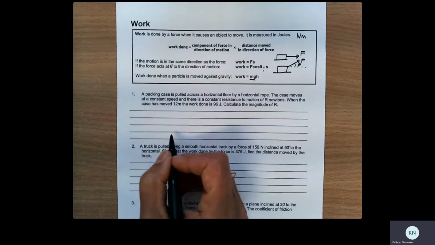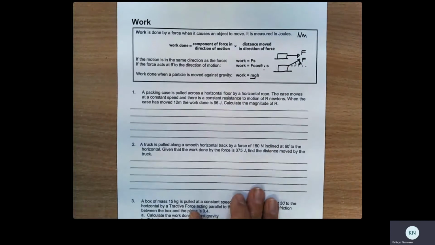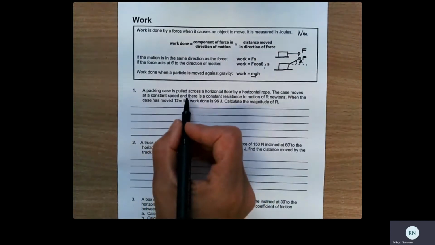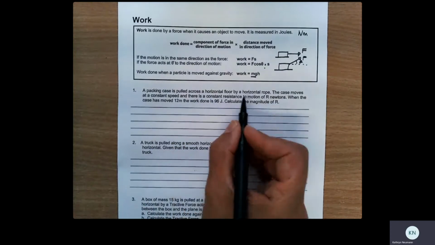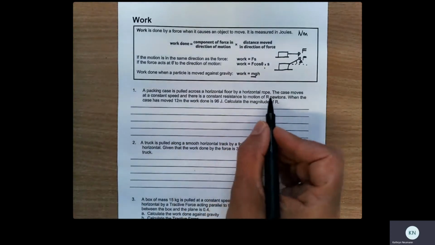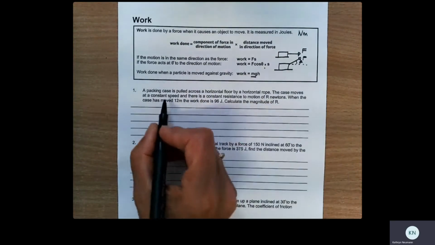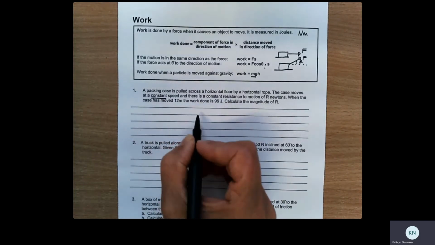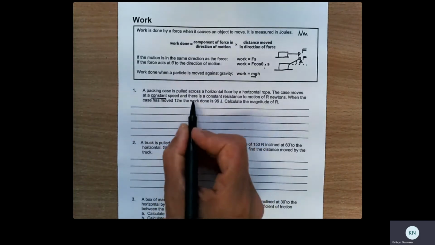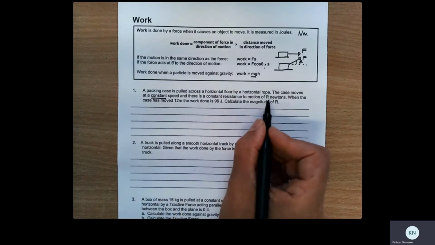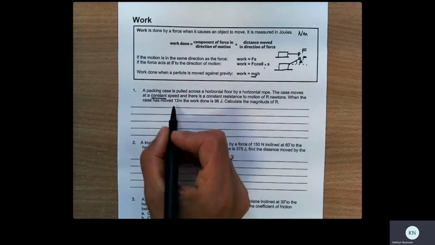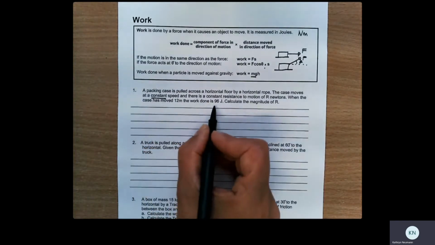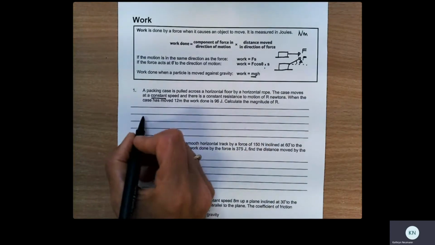So let's have a look at a couple of questions. Here we've got a packing case pulled across a horizontal floor by a horizontal rope. The case moves at a constant speed. As soon as you see the words constant speed, you know that the net force is 0. There is a constant resistance of R newtons. When it has moved 12 meters, the work done is 96 joules.